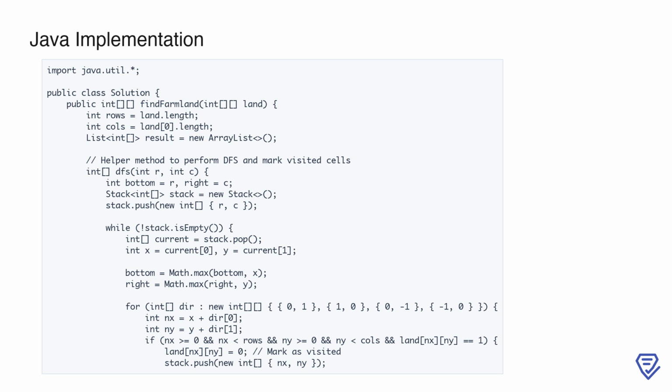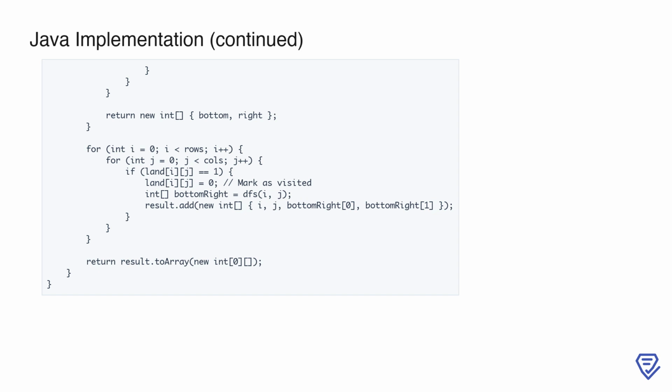The for loop inside the while iterates through all possible directions: right, down, left, and up, checking if the neighboring cell is within bounds and part of a farmland group, i.e., it contains a 1. If so, we mark it as visited by setting its value to 0 and add it to the stack for further exploration. When the stack is empty, meaning all cells in the connected group have been visited, the DFS helper method returns the bottom right boundary of the group as an array.